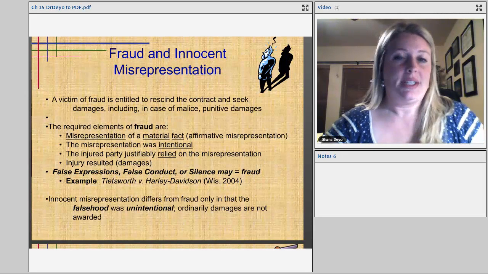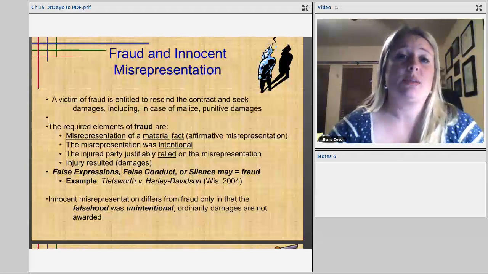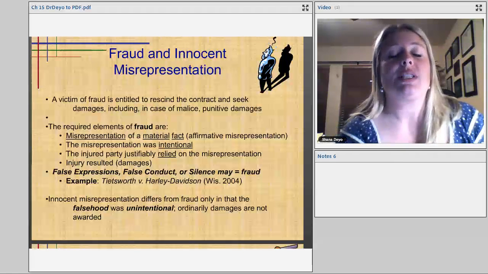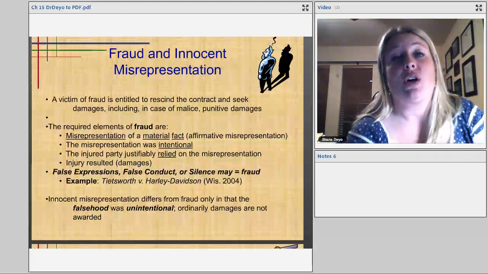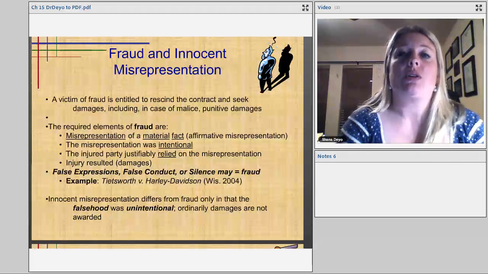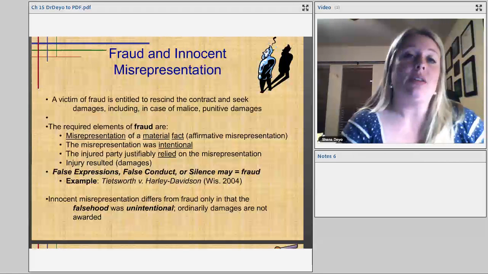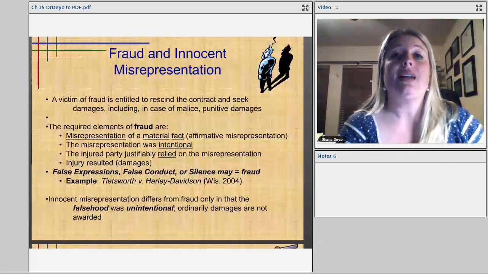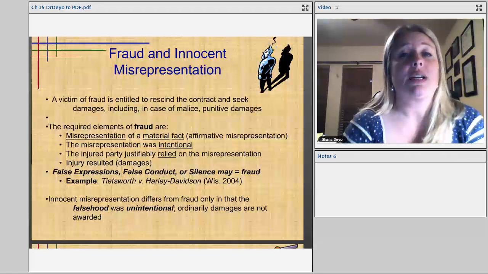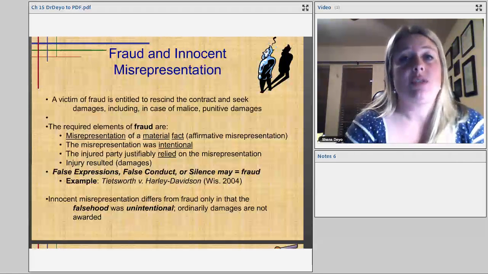So there's only 15 slides for this particular chapter, which also helps, so we should finish up more quickly tonight than other nights. Fraud and innocent misrepresentation. We have talked about fraud in the contract chapter, which was Chapter 6. We talked about it in Chapter 7 that dealt with torts, and we're seeing it again in Chapter 15. So I know that I told you you'd see it 3 times. In 6 chapters, you've seen it 3 times.